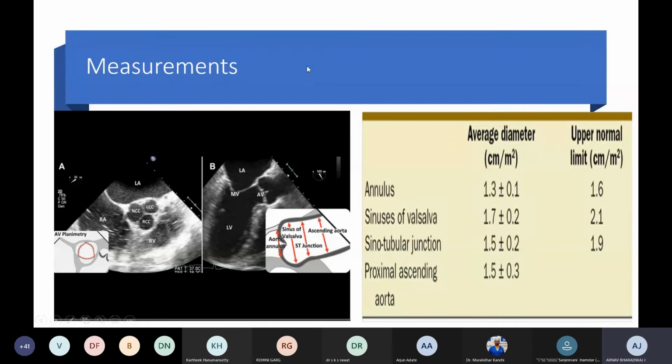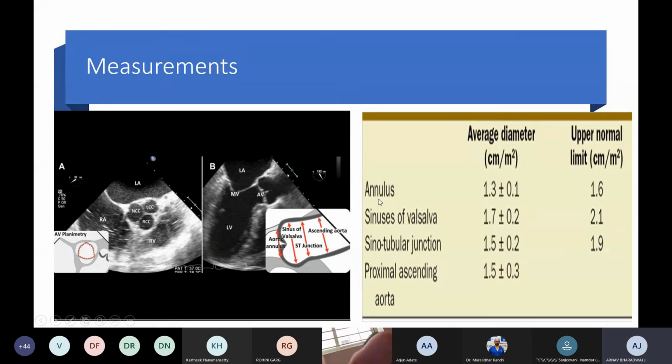Now come to the measurements, what we can measure by utilizing these four basic views. One is we can measure the aortic valve area by planimetry, and it is subject to observer variability because of the view you get. When the aortic valve is fully open, you can utilize the cursor to measure this. And in the mid-esophageal aortic long axis view, we can measure the LVOT diameter, aortic annulus diameter, sinus of Valsalva, ST junction, as well as ascending aorta.